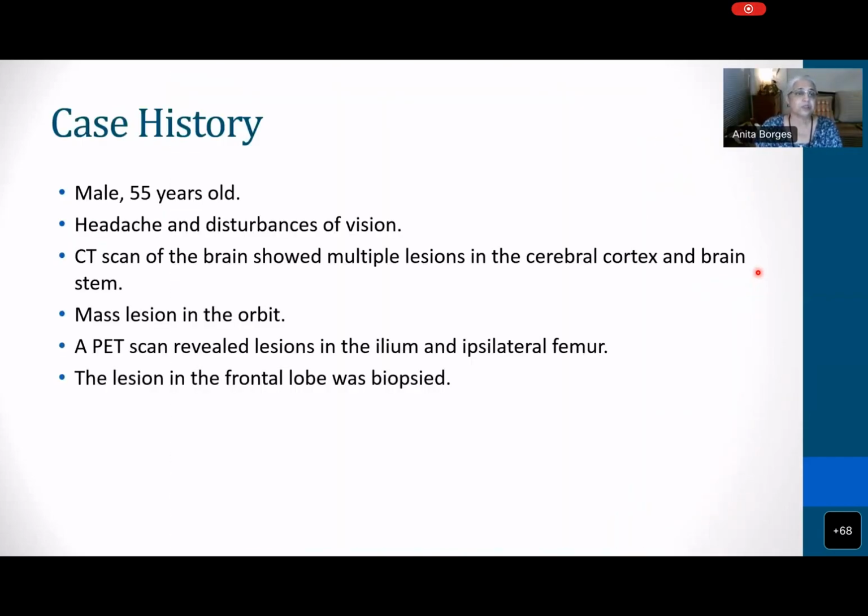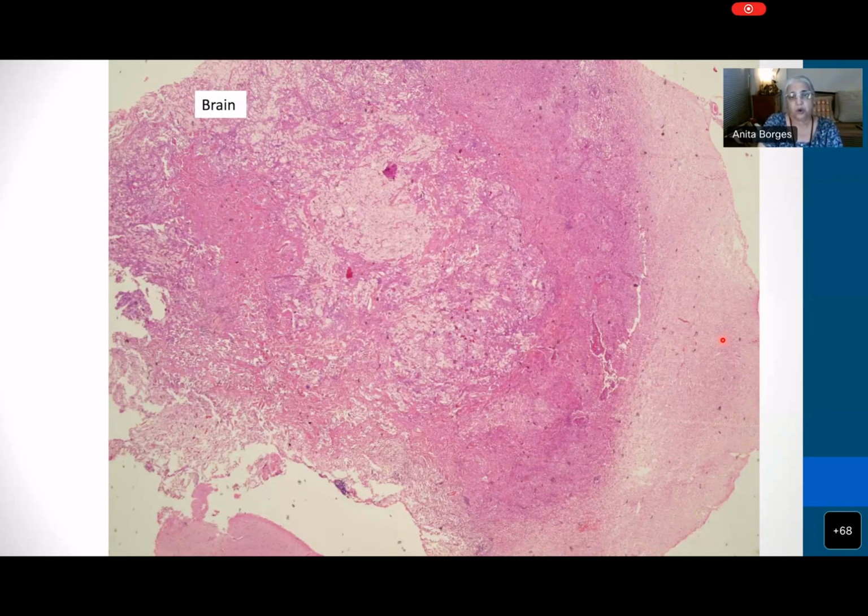Let's now come to this male, 55 years old, who had headache and disturbances of vision. The CT scan of the brain showed multiple lesions in the cerebral cortex and brainstem. He also had lesions in the femur, the ilium, the orbit, and the lesion in the frontal lobe was biopsied. And there's no prizes for telling me what this diagnosis is.